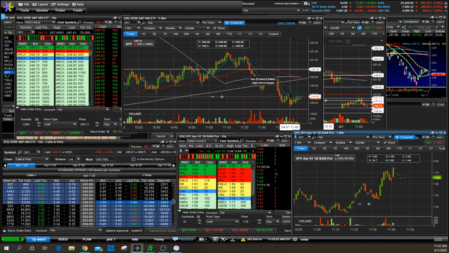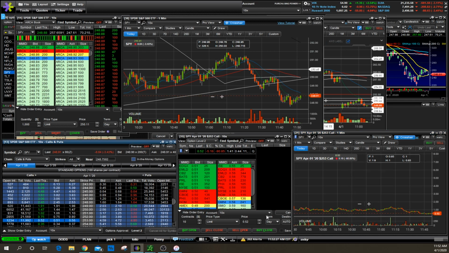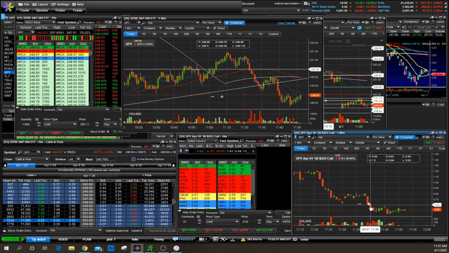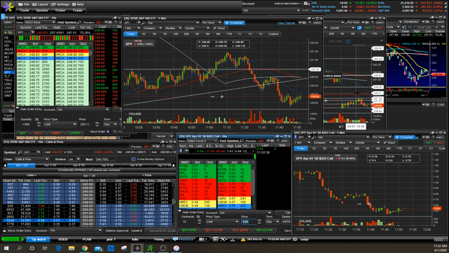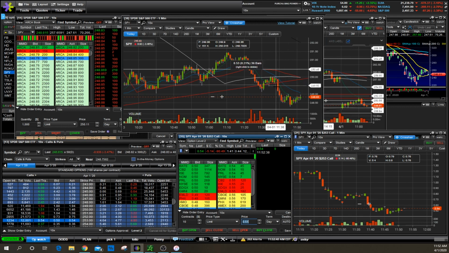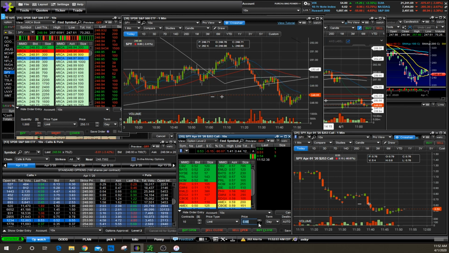SPY trying to create a bottom and get back above this 9 EMA. Do I put some exposure in the market? These calls could go back up 70 cents. I might. But why? Off the moving average, didn't break below the 15-minute candle. Some gaps now, voids in support. Put an order in, 42 cents.